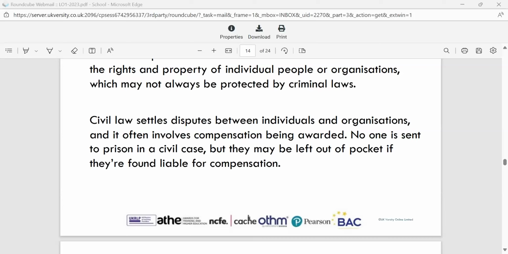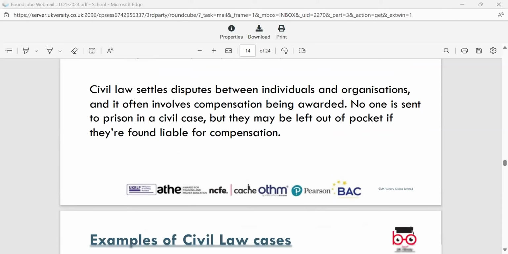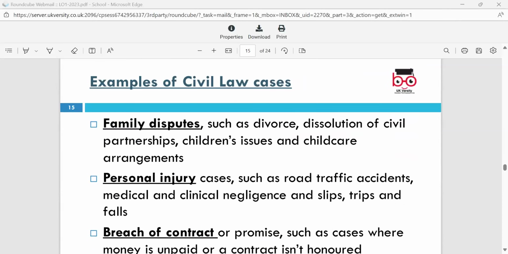And this is where they would try to mediate something. So if there's any form of compensation, anything like that, then they try to get a resolution. Examples of civil cases: maybe road traffic, personal injury, medical malpractice, workplace accidents. It could be slips and trips. It could be divorce.